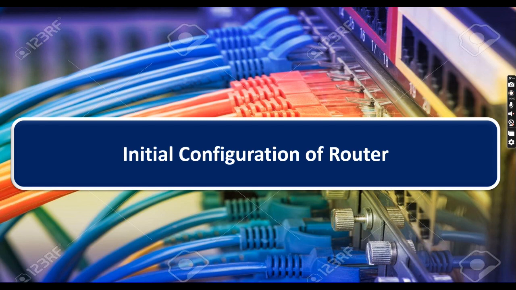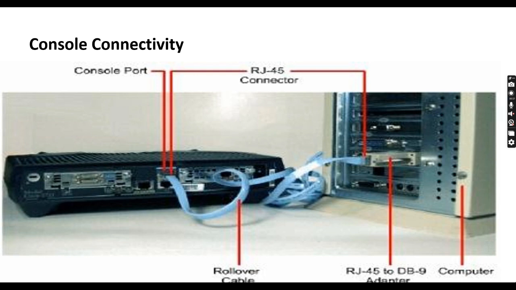In this chapter, we are going to discuss the initial configuration of the routers. Again, initial configuration is for the very new routers that you have. For the old routers, you do not have any initial configuration. So let's get started. The very first thing: how does the connectivity take place with the routers?